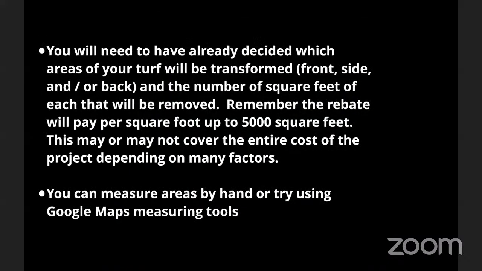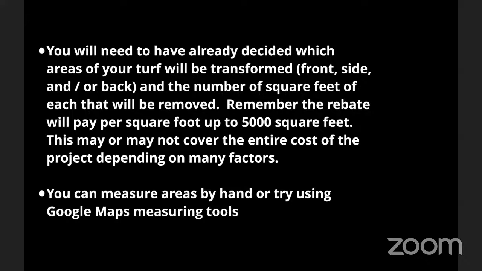You're going to have to have already decided which areas of your turf will be transformed, front, side, and/or backyard, and the number of square feet of each that'll be removed. Remember that it'll pay per square foot up to 5,000 square feet. This may or may not cover the entire cost of the project, depending on many factors. We'll talk about that a little bit more later in terms of costs for projects.